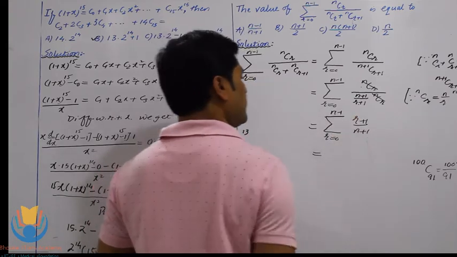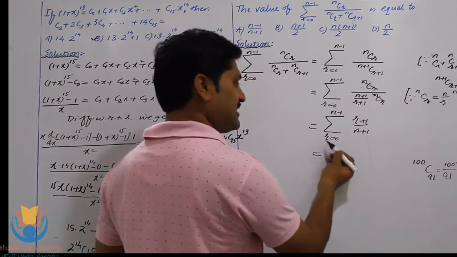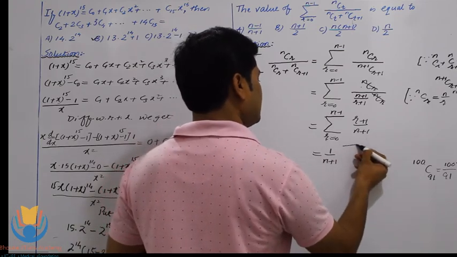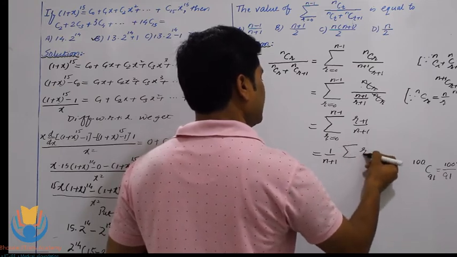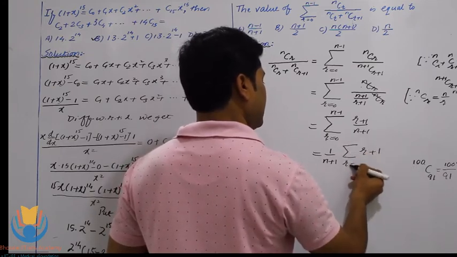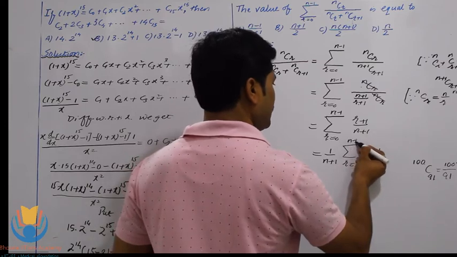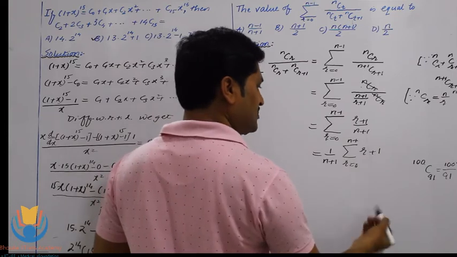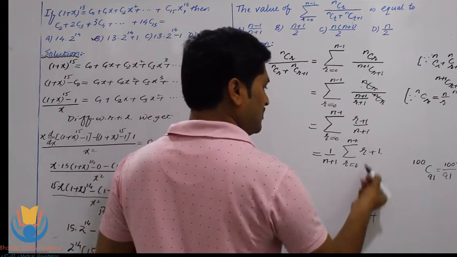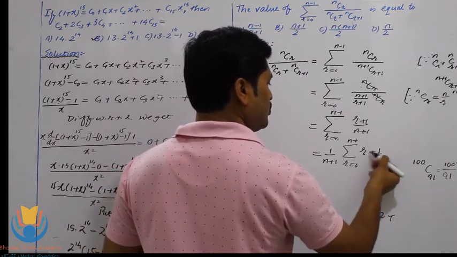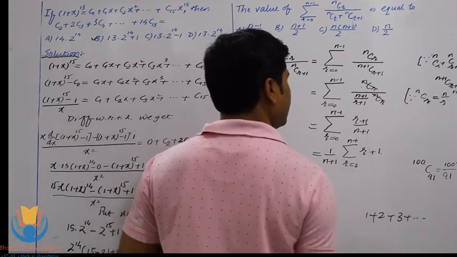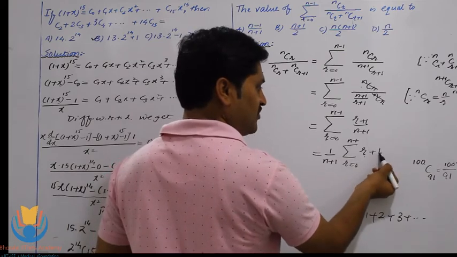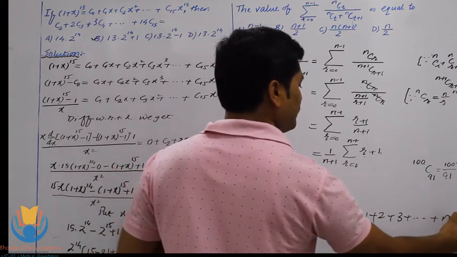As n plus 1 is constant for this summation because the variable is r, we get that n plus 1 outside this summation, and we are left with simply summation r plus 1, where r is from 0 to n minus 1. So now if I put the value of r from 0 to n minus 1, let's see what happens. So this is 0 plus 1 is 1, then 1 plus 1 is 2, then 2 plus 1 is 3, plus dot dot dot. So the last value of r is n minus 1, so n minus 1 plus 1, so 1 and 1 cancel, so lastly we are left with n.